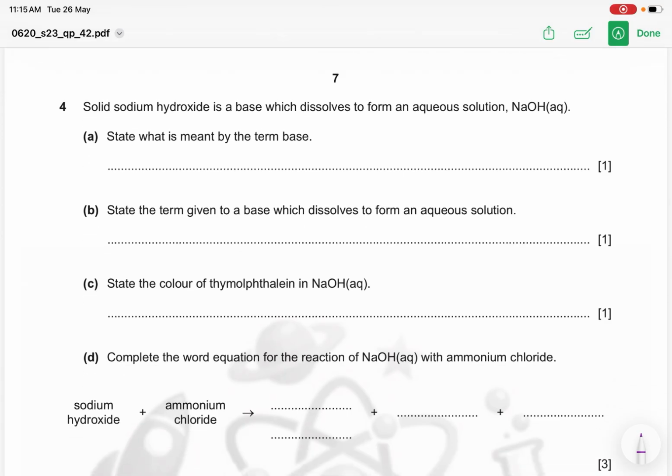Next, question 4. Solid sodium hydroxide is a base which dissolves to form an aqueous solution. A. State what is meant by the term base. Bases are defined as proton acceptors. B. State the term given to a base which dissolves to form an aqueous solution, which is known as alkali. C. State the color of thymolphthalein in sodium hydroxide. Thymolphthalein turns blue in color in bases or alkali, so it will be blue in case of sodium hydroxide.